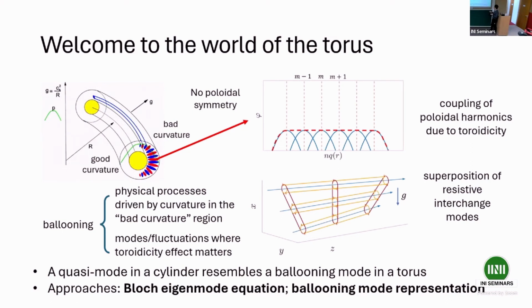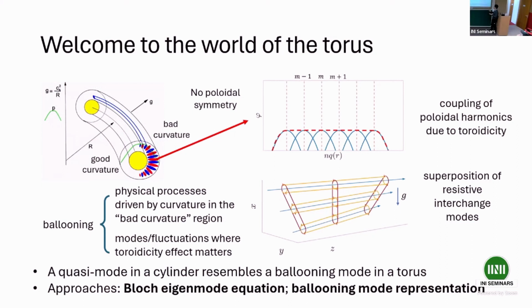So why should I? So as I said, another purpose of introducing quasi-mode is because it has very similar mode structure as the ballooning mode. These localized poloidal harmonics are coupled due to this toroidicity effect to form a ballooning mode. And as I said, quasi-mode is just a wave packet of localized resistive interchange. So they are both composed of localized modes, and they are both rolled in the radial or vertical direction. So they are very similar.